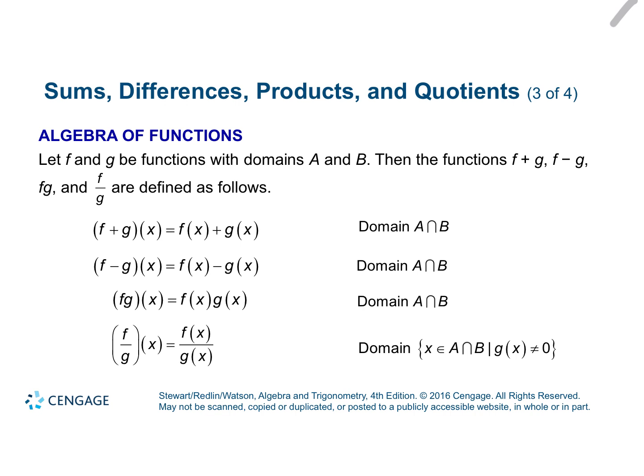So you have the algebra of functions, which is: let f and g be functions with domains A and B. Then the functions f plus g, f minus g, f times g, or f divided by g are defined as follows. (f plus g)(x) is the same thing as saying f(x) plus g(x). Then (f minus g)(x) is f(x) minus g(x), as well as (f times g)(x) is f(x) times g(x), and (f divided by g)(x) is f(x) divided by g(x).